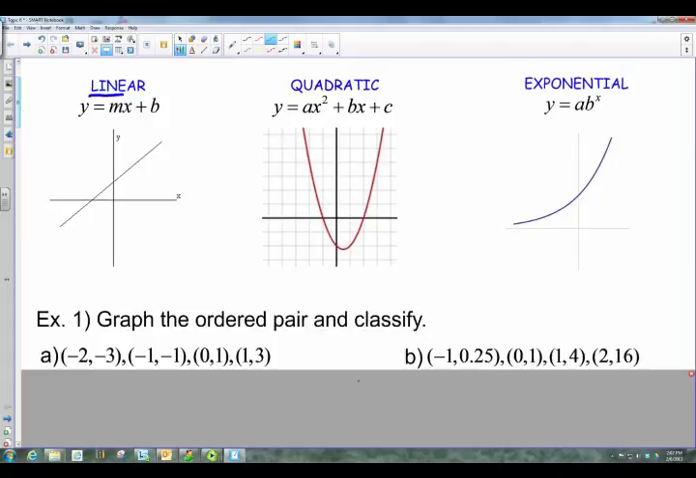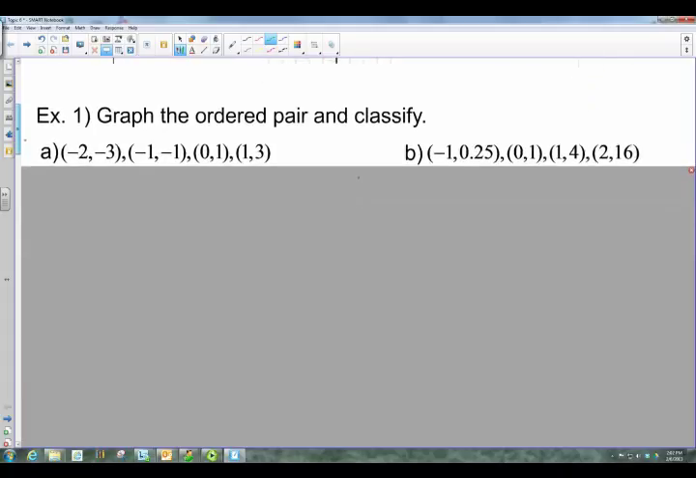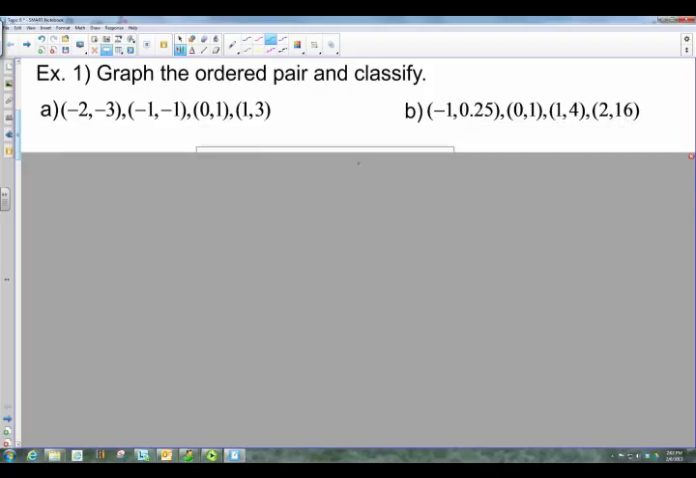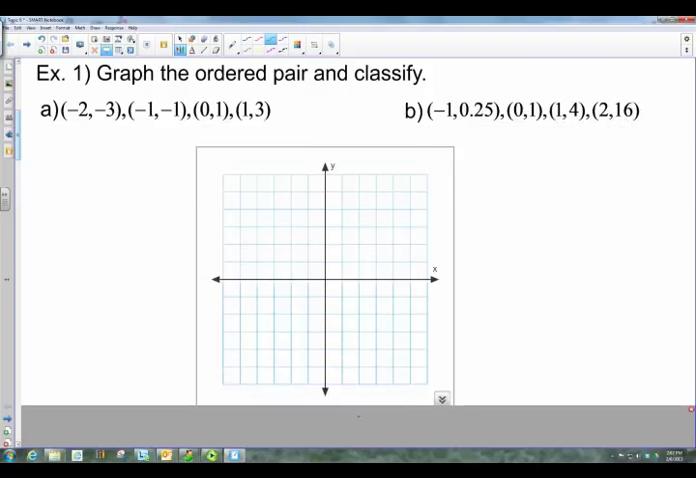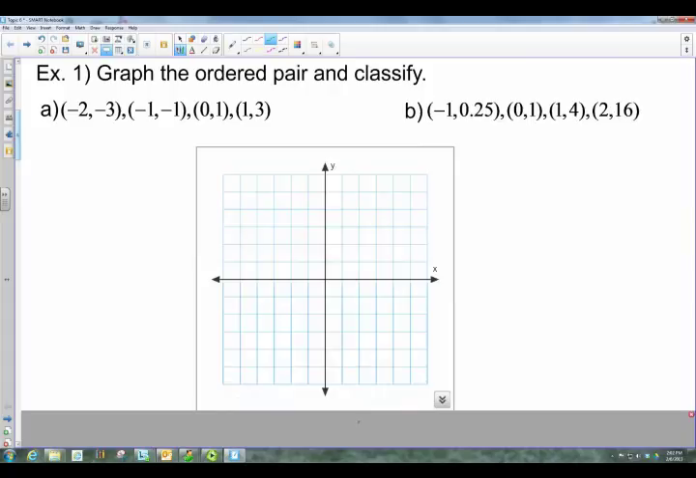Now, what you're going to be asked to do in this section is to initially just plot some points, so graph the ordered pairs and then classify. Based on what this set of points looks like, you're going to be able to hopefully pick out of those three we looked at which graph that is. So we graph these points just like you would any other point. We'll start with example A.